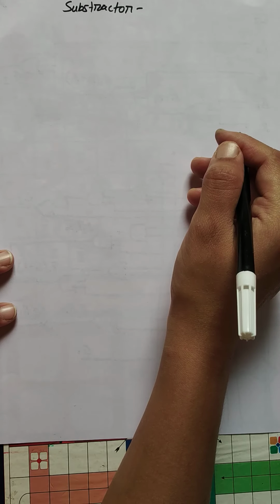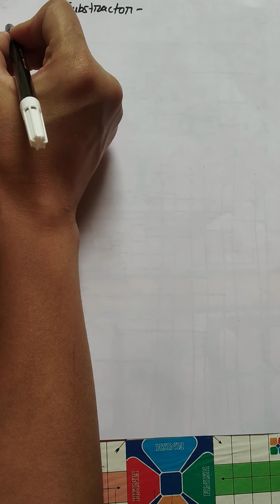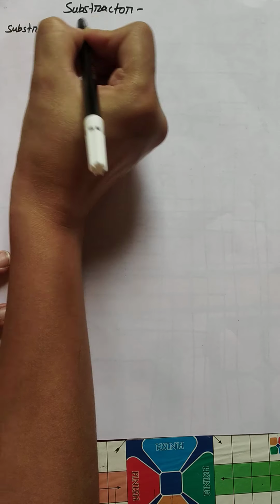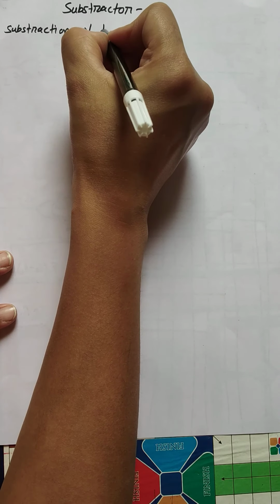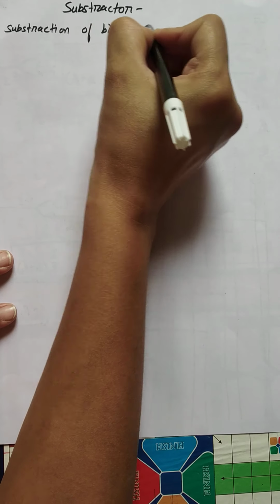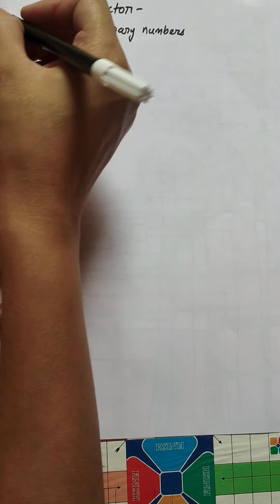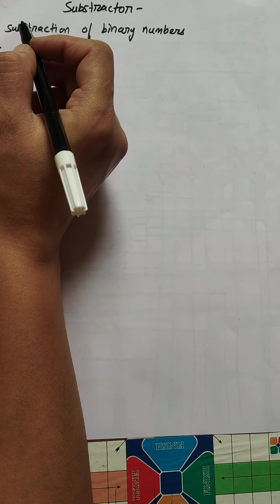Hello friends, today we are going to see subtractor. So what is subtractor? Subtractor is nothing but a subtraction of numbers, and those numbers should be binary numbers. Subtraction of binary numbers we can say. This is the concept used in digital electronics for subtracting two binary numbers, right? So that is what your subtractor is.